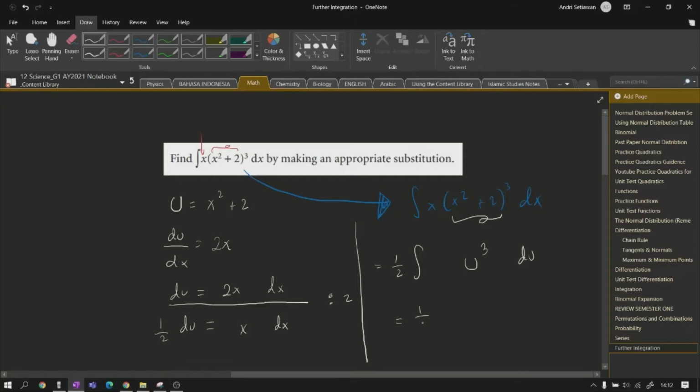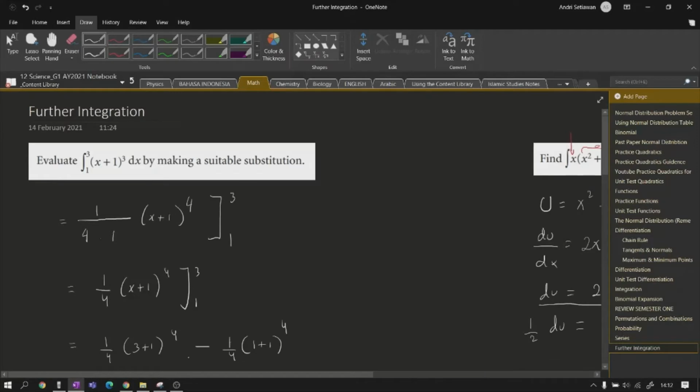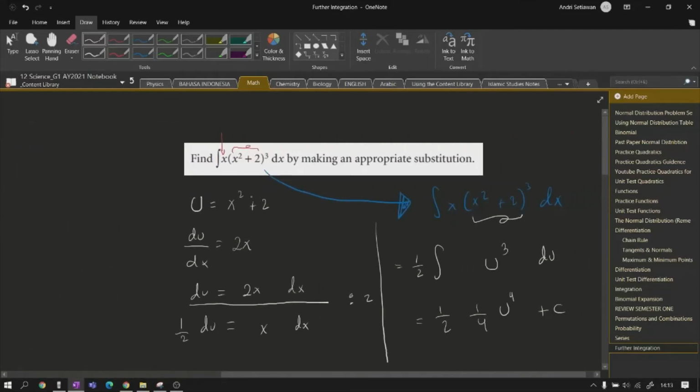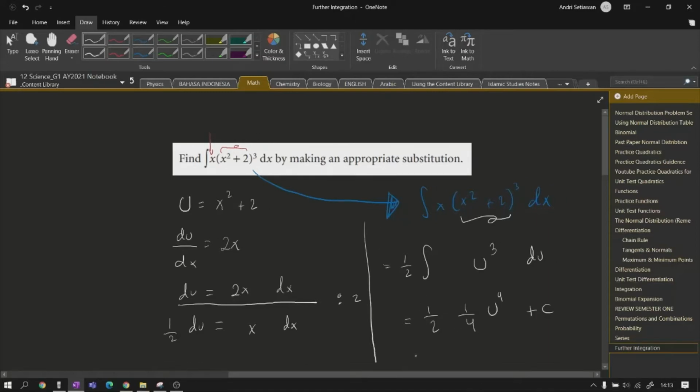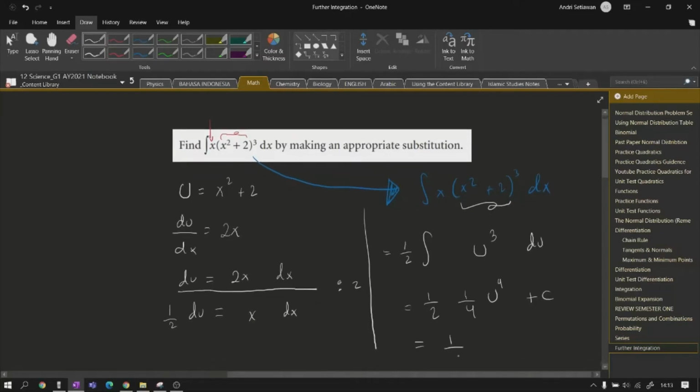So let's continue the step. The integral of u power 3, we get 1 over 4 u power 4 plus c, because this is an indefinite integral, because there is no interval. Different from the first example, where we met the interval of the integral, so that was a definite integral. Here we don't meet the interval of this integral, so this is an indefinite integral. Okay, 1 times 1 is 1, 2 times 4 is 8, u power 4 plus c.